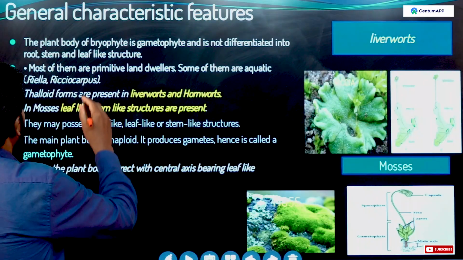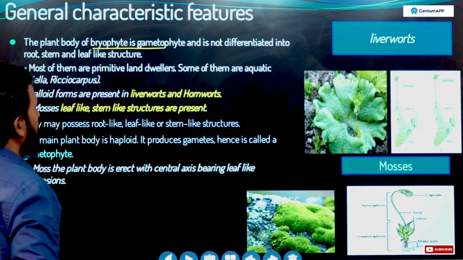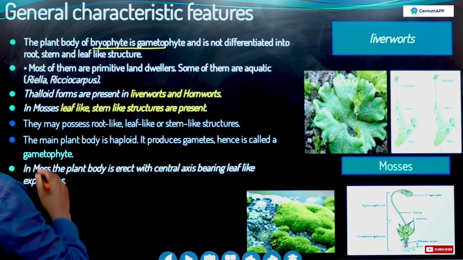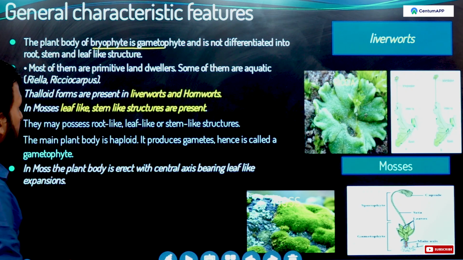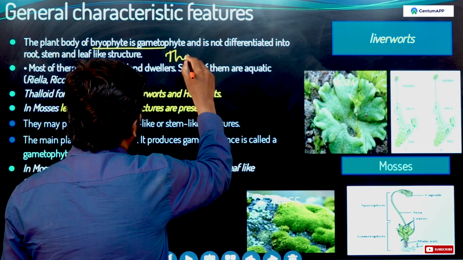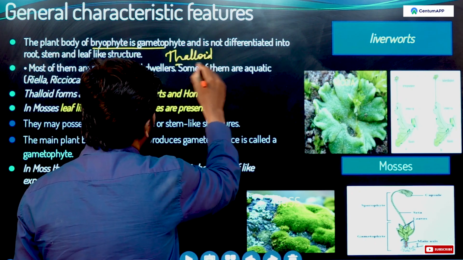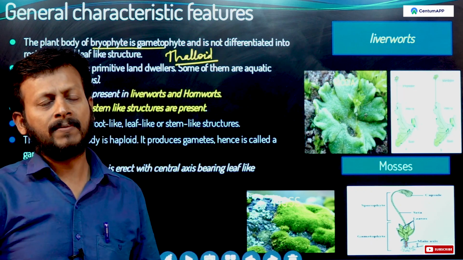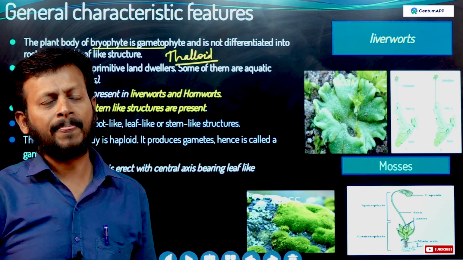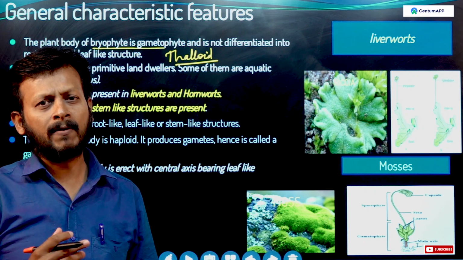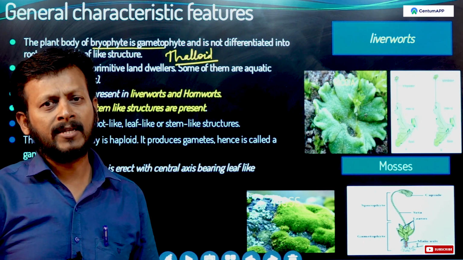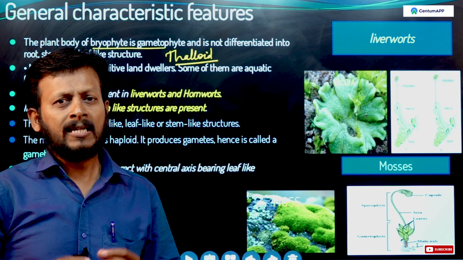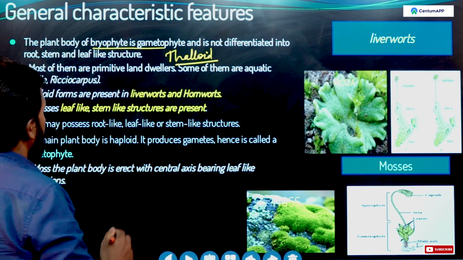The plant body of bryophytes is the gametophyte, the dominant phase, and it is not differentiated into root, stem and leaf-like structures. It is thalloid in nature. We know that in algae the body is a thallus, meaning undifferentiated growth. What about thalloid? Thalloid means leaf-like, stem-like, root-like, that is, false root, false stem and false leaves. That is thalloid in nature.